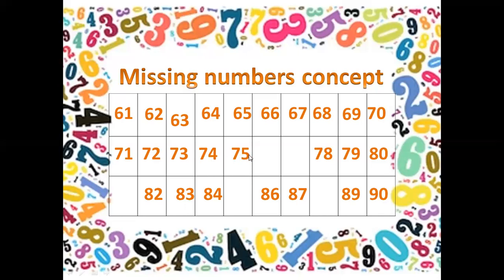75. And after 75, again, two consecutive numbers are missing. What will come after 75? 76. And after 76, 77. Double 7 is called 77. 78, 79, 80.